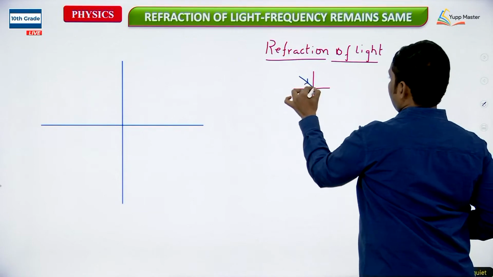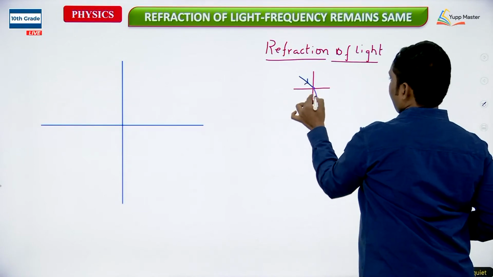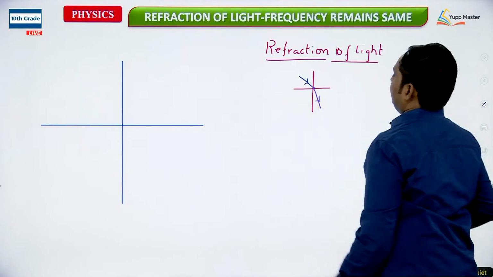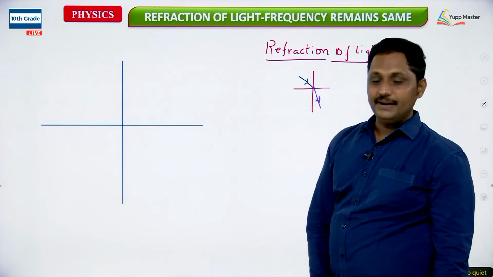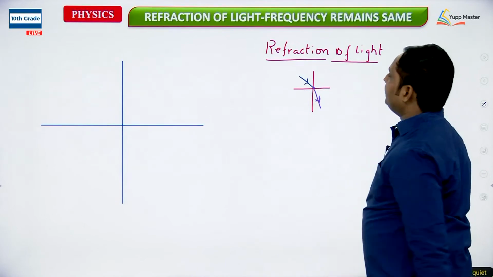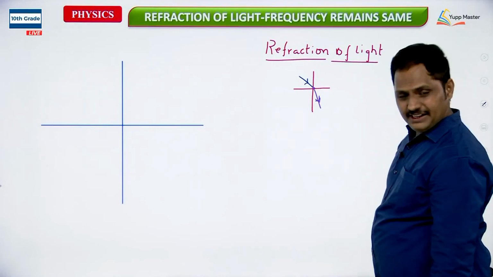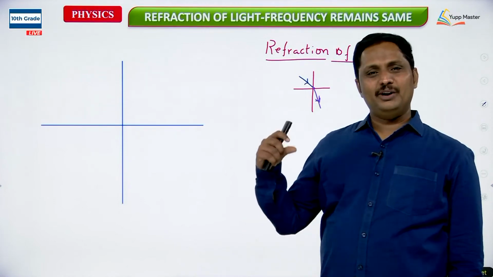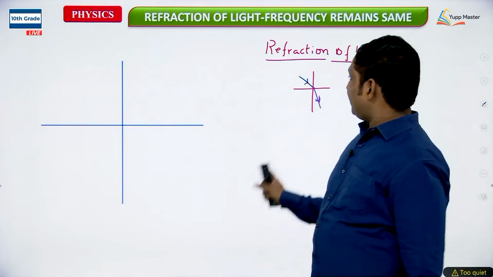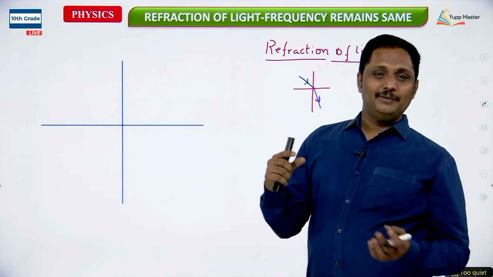Now you are going to take the incident light ray and the refracted light ray. Refraction of light is the phenomenon which is related to medium 1 and 2, whereas reflection is only for one medium, it is limited to one medium.